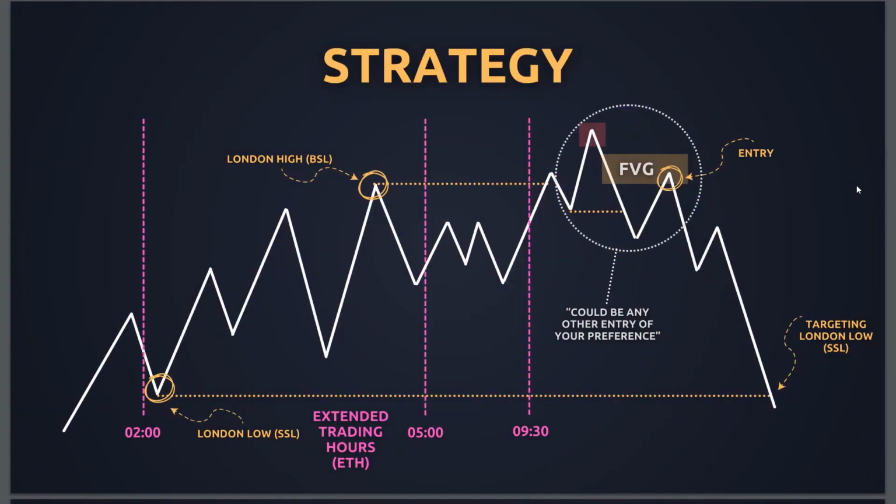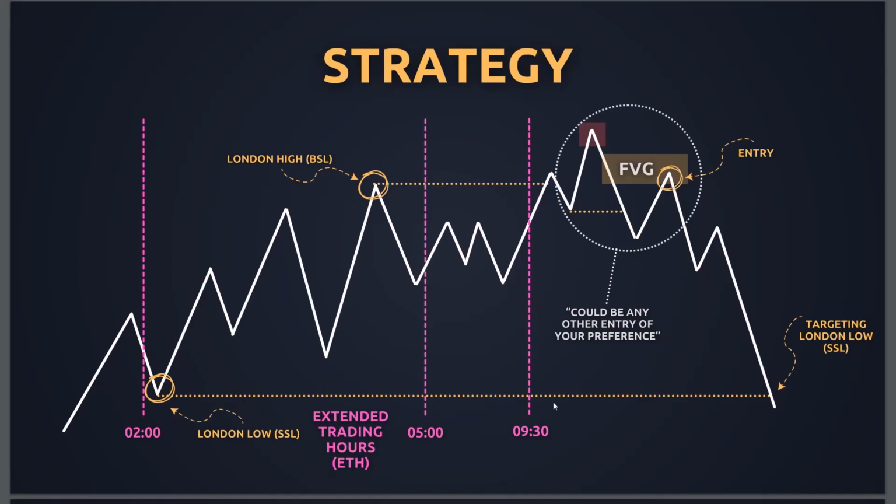So starting with the strategy here, what do we look for? The first step is to mark 2 a.m. and mark 5 a.m. This is the London session timing. So the highest high between 2 and 5, we mark this high, and the lowest low, we also mark it. This would be our high and low in the London session. And this should be on the extended trading hours or the electronic trading hours. This shows all of the overnight trading. If you just have the regular trading hours, you will not see this chart. So make sure that you are in the electronic trading hours. And we'll be marking, as I said, the highest high and lowest low between 2 and 5.